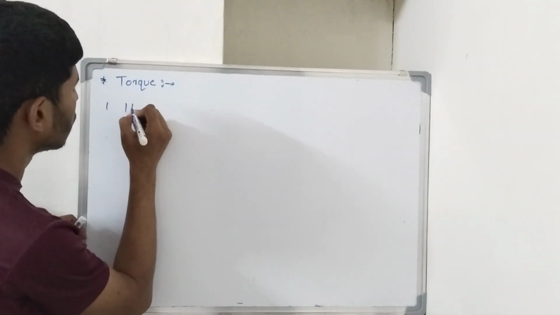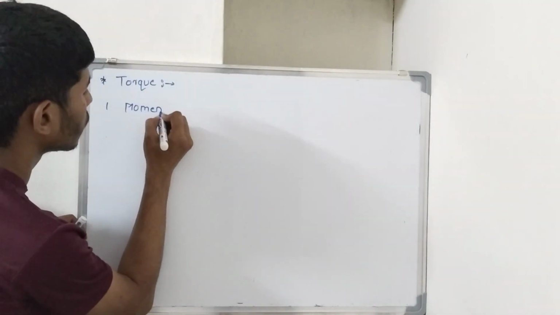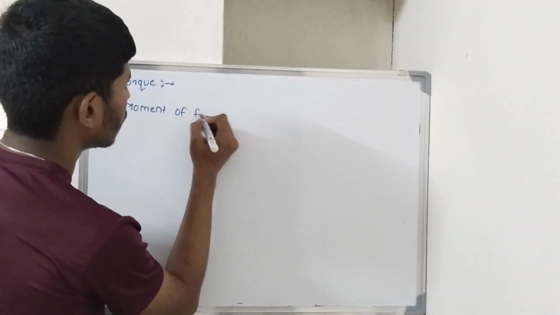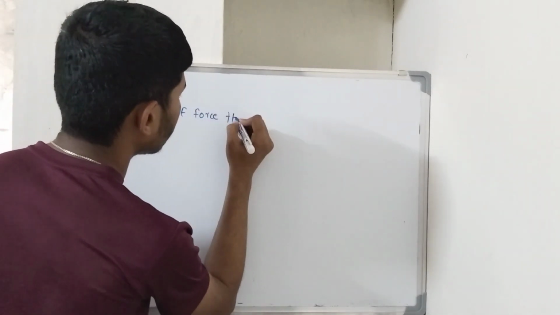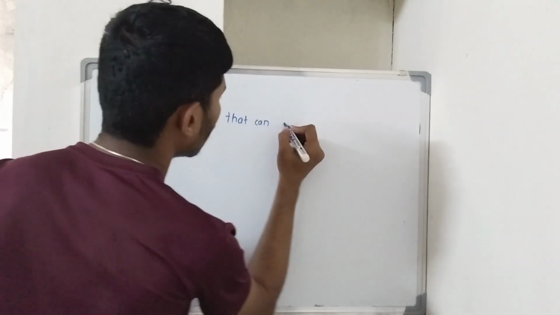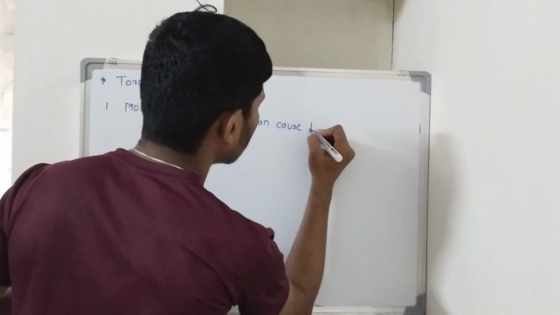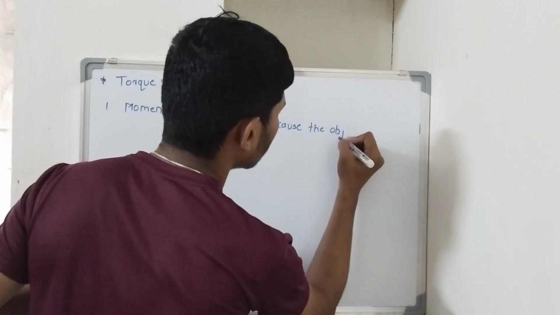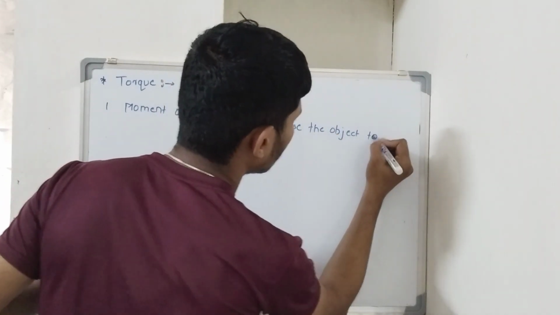So let's discuss the torque. What is basically the torque? So torque is a force or a moment of force. It is basically called a moment of force that can cause an object to rotate about an axis. It is also called moment of force, that can cause the object to rotate about an axis.